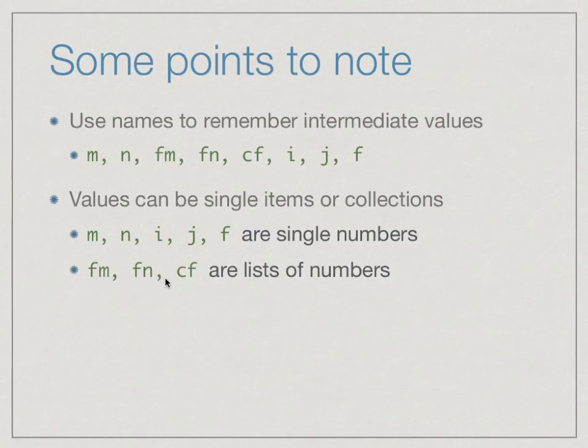So it's a single name denoting a collection of values, in this case a list, a sequence. It has a first position, a next position, and a last position. Okay? So these are lists of numbers. One can imagine other collections, and we will see them as we go along.